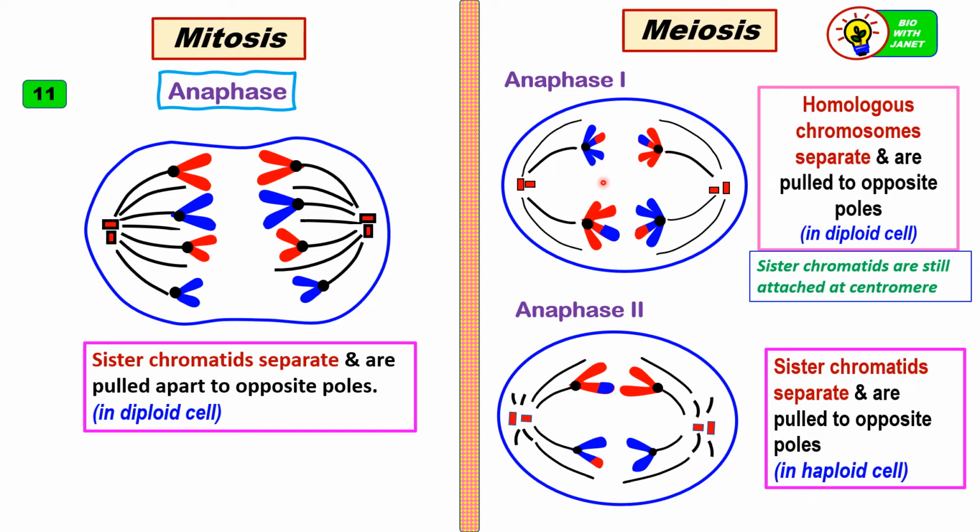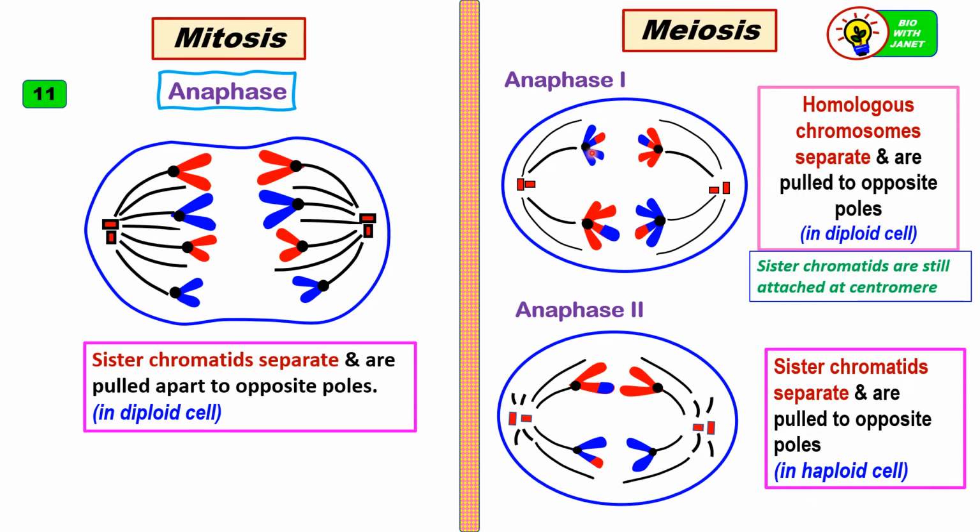Okay, now, for anaphase 1, it's not the sister chromatids that separate. It's the homologous chromosomes that separate. The whole chromosome will separate from the other copy, and they are pulled to opposite poles of the cell. The sister chromatids are still attached at the centromere, like these two sister chromatids still attached at the centromere. And same for this also. The two sister chromatids are still attached at the centromere. The centromere did not divide at all. Okay, so this is anaphase 1.